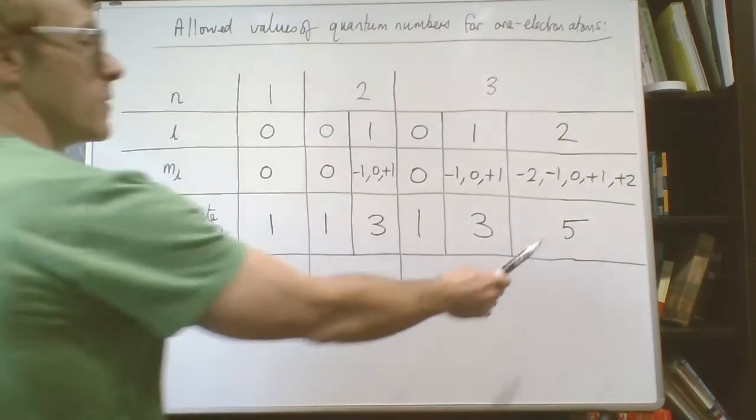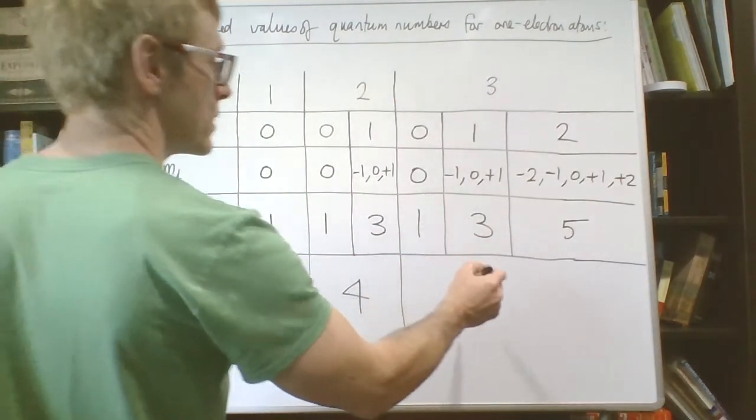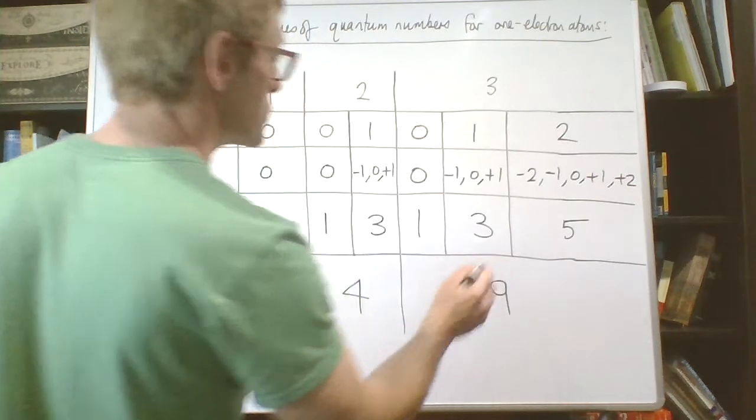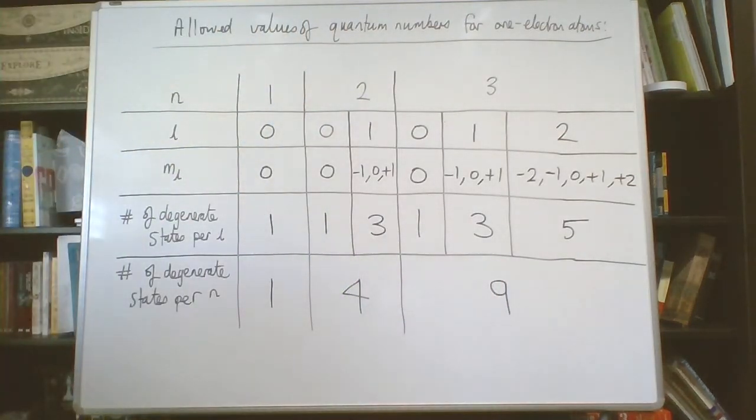And then we have 5 plus 3 plus 1, so that's 9 degenerate values, or at least the same energy in terms of n. So this is a nice summary of what we've encountered so far, at least for s, p and d orbitals.